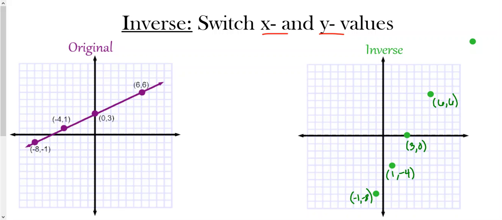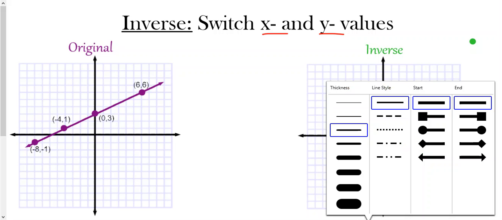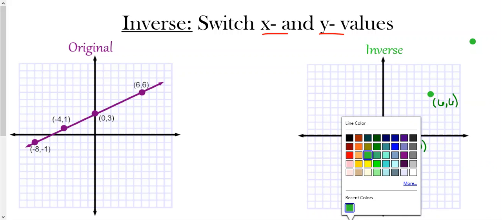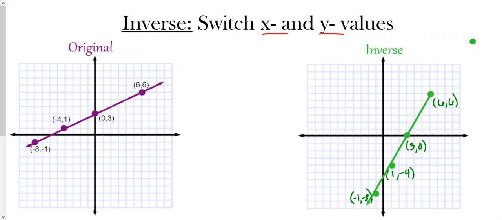So all we do is just switch the numbers. And then finally, we connect the points. And that is graphing an inverse.